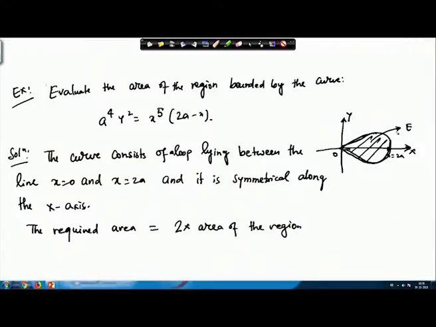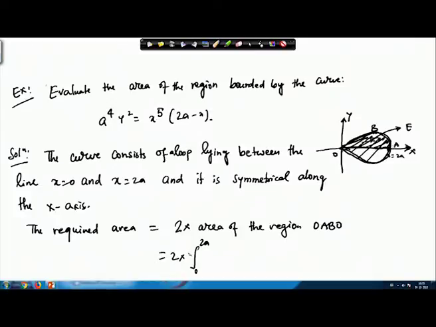Let us give it a name, OA, and say some point here is B. So, of the region OABO, we just calculate the area of this region and then multiply it by 2. The area of this region will be the integral from 0 to 2a.